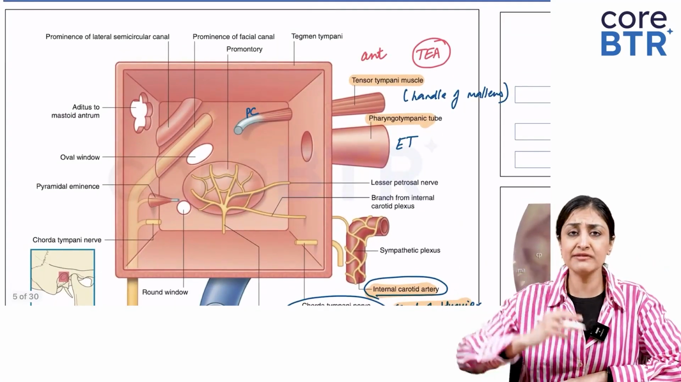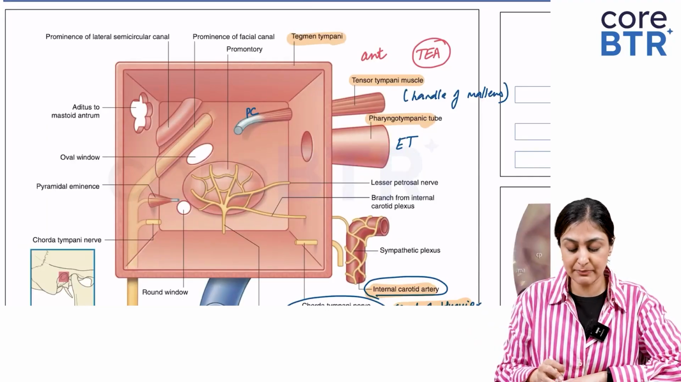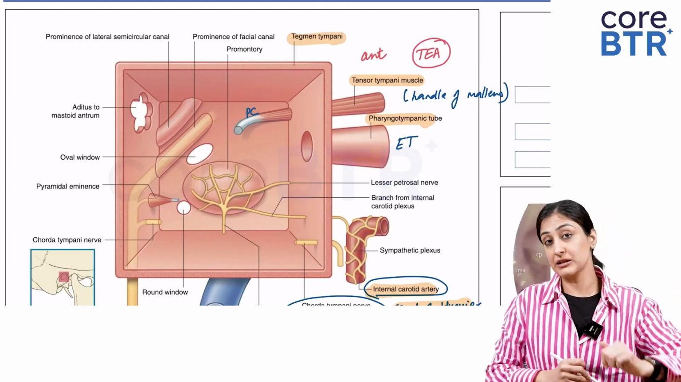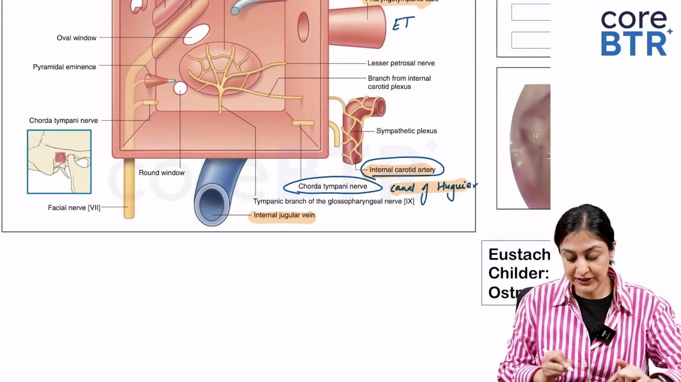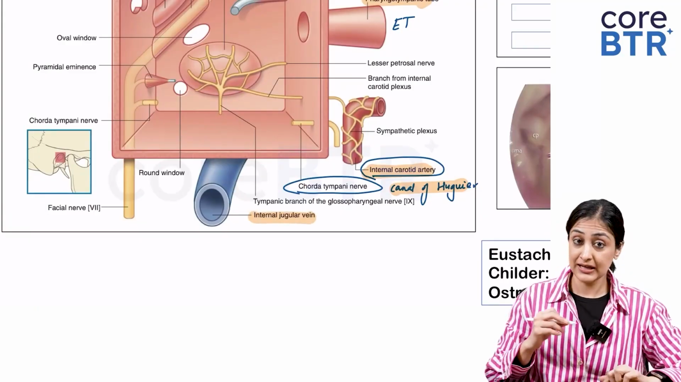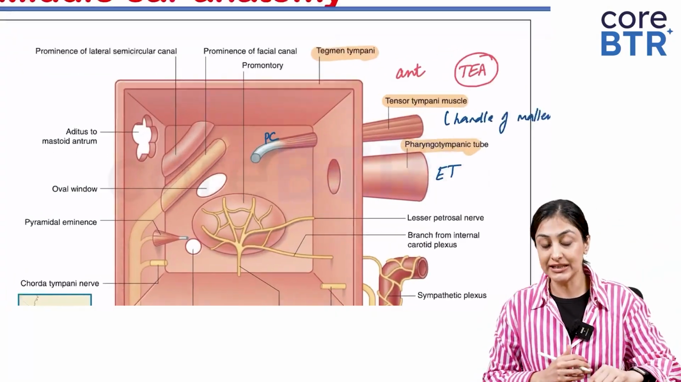Let's finish off two easy ones, roof and floor. The roof is the tegmen tympani. This is nothing but the separation of the ear from the skull base. Then inferiorly we have the internal jugular vein, IJV. Then we have two walls which are complicated, medial and posterior. So let's do the details.